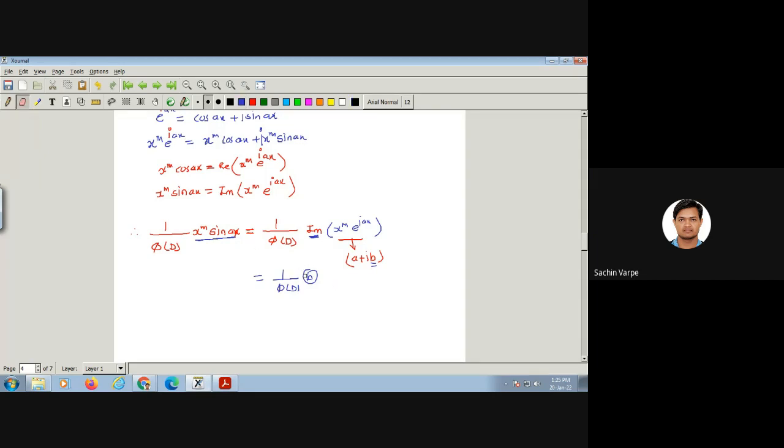So by taking the imaginary part of this expression and then operating 1/phi of D onto b is the same as operating 1/phi of D onto this expression x raised to m e raised to i ax and then taking the imaginary part of that. That is one and the same.